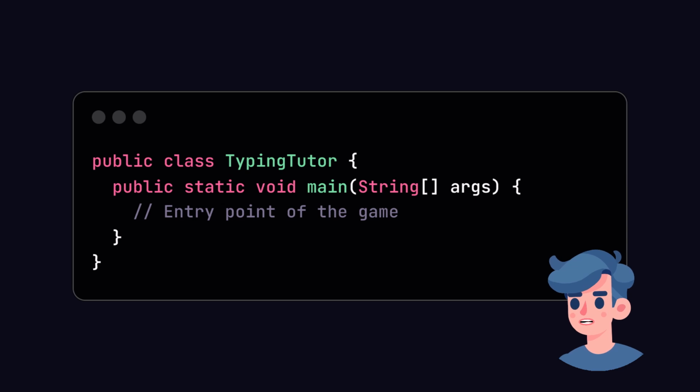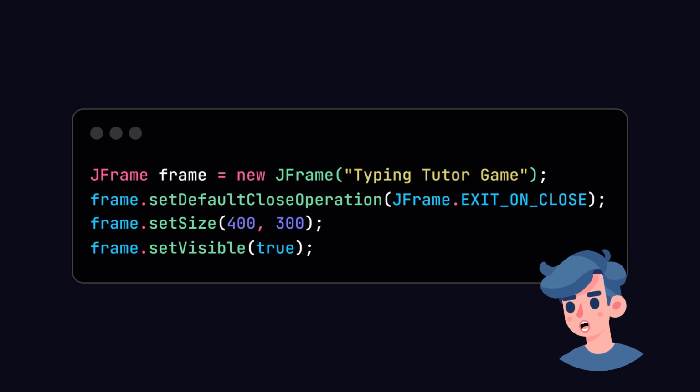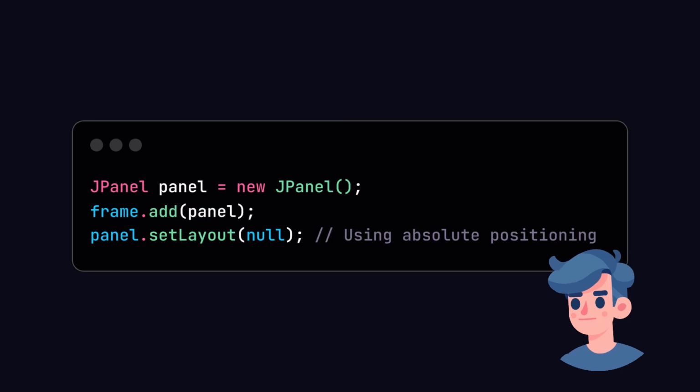Let's write the basic structure of our class. Inside the main method, we will set up our JFrame, which is the main window for our application. JFrame needs to be set to a specific size, and we also need to make it visible. Now let's add a panel to our frame. This panel will hold our input field and other components. To do this, we will use the JPanel class.